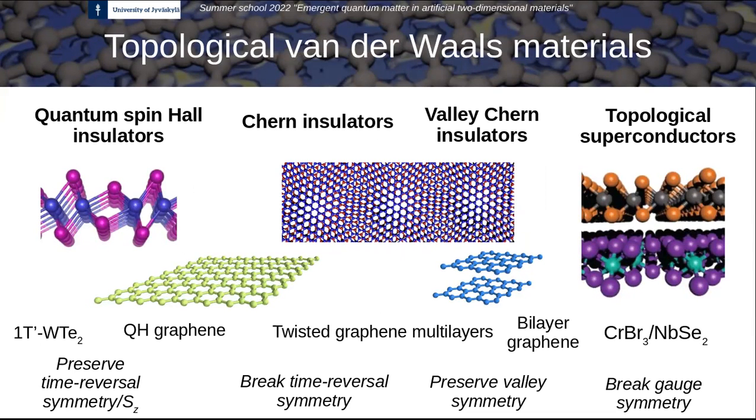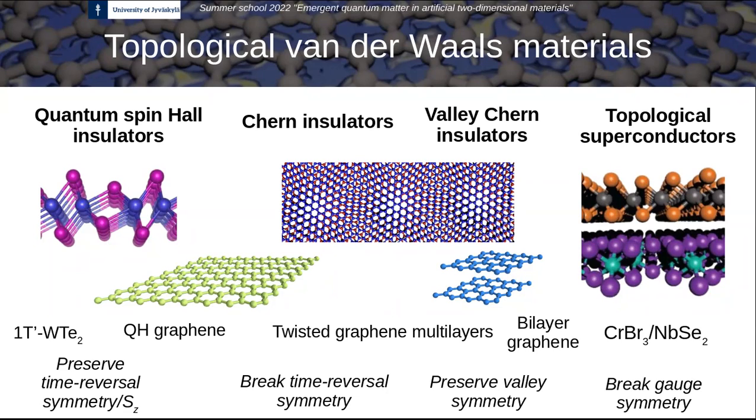So in terms of the materials that we are going to discuss today, essentially here you can see the different family of two-dimensional material that realize topological states. So maybe one of the most interesting ones is 1T prime tungsten ditelluride, that's a single monolayer of a van der Waals material, and a single monolayer by itself is a quantum spin Hall insulator, in particular realizing helical states.